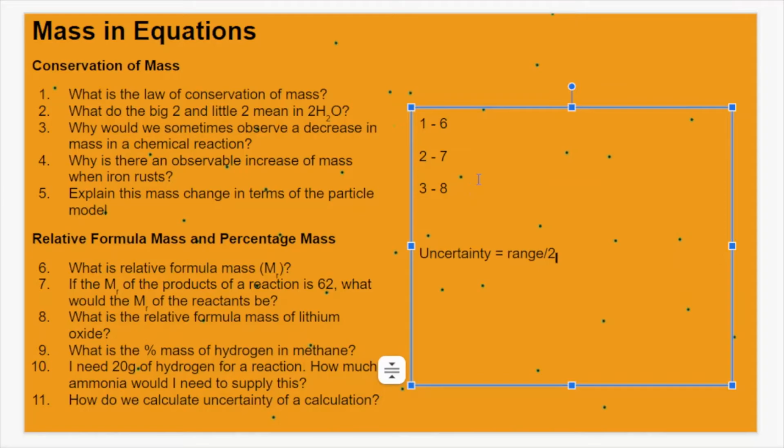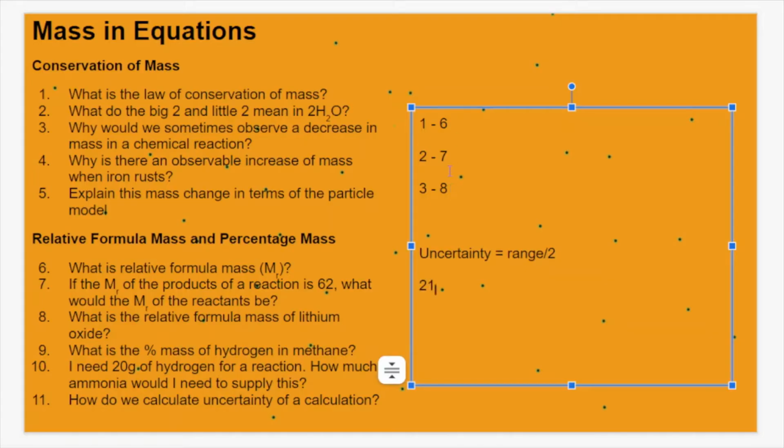So the specification does state that you need to be able to calculate the uncertainty. That is a general scientific calculation you need to be able to do. So I've got an example. Say we've done an experiment, you repeat it 3 times to be scientifically accurate, and the question asks you to find the uncertainty of the mean. Our first experiment gave us the result of 6, our second experiment gave us the result of 7, and the third experiment gave us a result of 8.